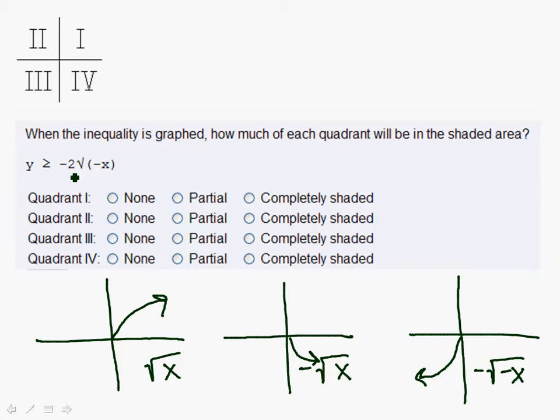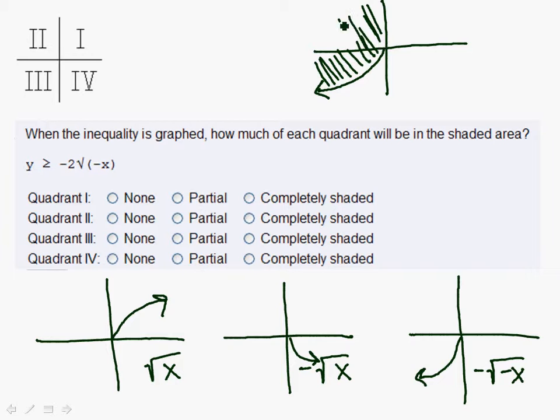So notice the value on the outside as well as the inside of the square root has a negative. So that's a reflection across the x-axis and the y-axis. Okay, so if we take this basic parent function, reflected across both, it says y is greater than. Okay, so we're going to include the values that are greater than this line. Okay, so these are all the values up here.